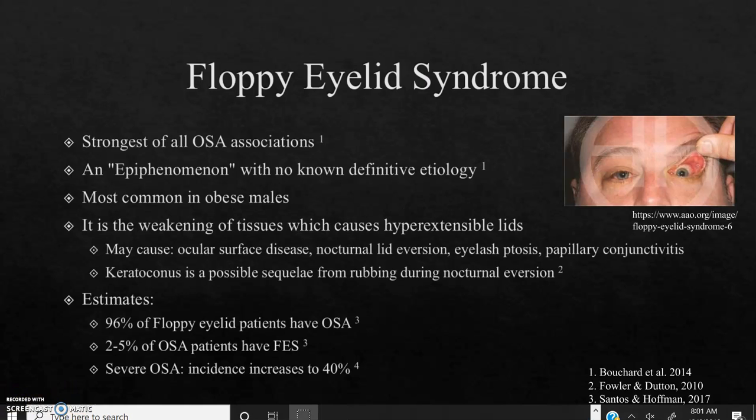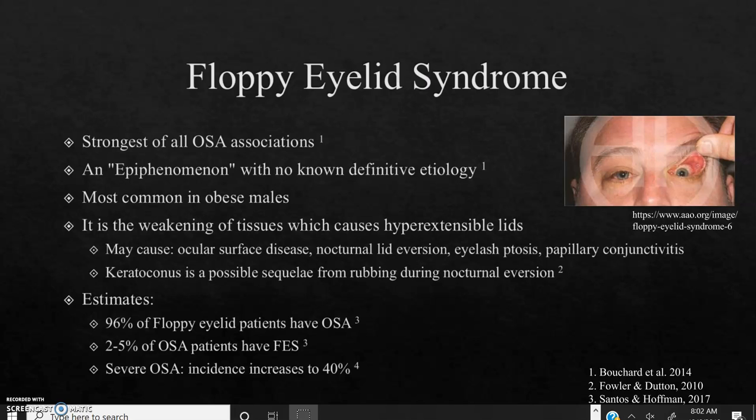Perhaps the most common association with obstructive sleep apnea is floppy eyelid syndrome. It is most common in obese males, and it's the weakening of tissues which has caused hyperextensible lids. Ocular surface disease, nocturnal lid eversion, eyelid ptosis, and papillary conjunctivitis are related to floppy eyelid syndrome, as well as keratoconus as a possible sequelae from rubbing during nocturnal eversion.